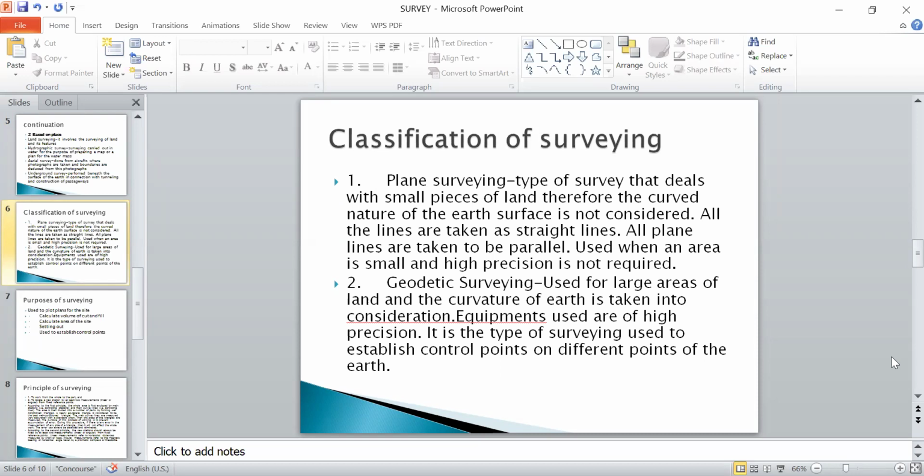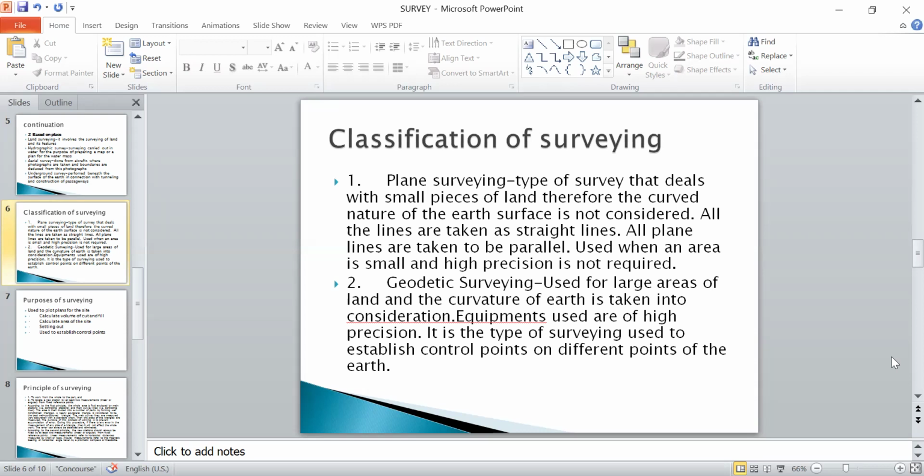This is because we are only considering a small portion of land, and hereby all lines are taken as straight lines and all plane lines are taken to be parallel. Since we are using a small portion of land, the instrument that will be used to conduct this survey will be small and of low precision.